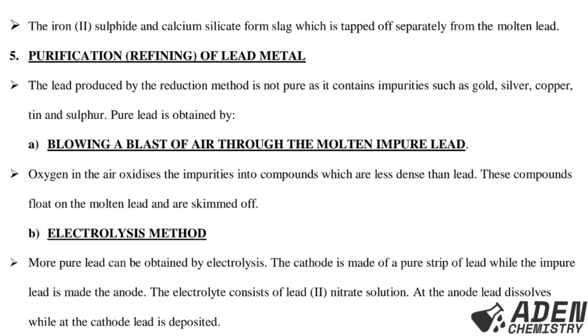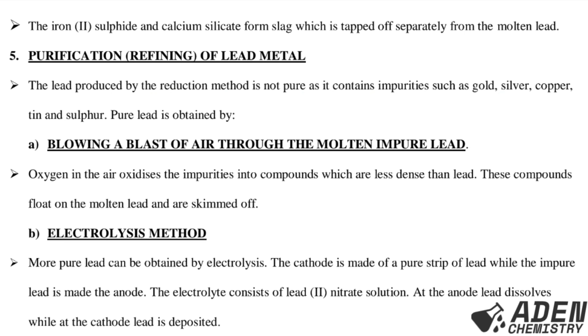So next we are saying the iron 2 sulfide and the calcium silicate form slag, which is tapped off separately from the molten lead. Next we are going to go to the fifth extraction process, that is purification or refining of lead metal. And we are saying the lead produced by the reduction method is not pure, as it contains impurities such as gold, silver, copper, tin, and sulfur.